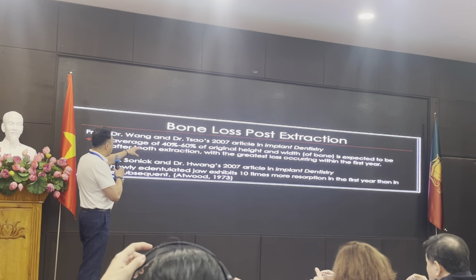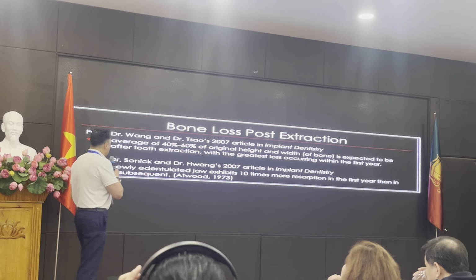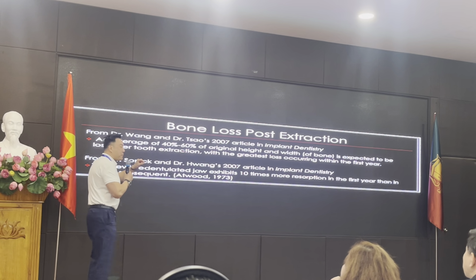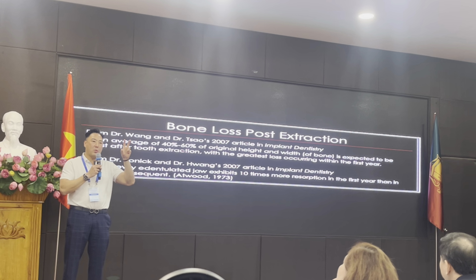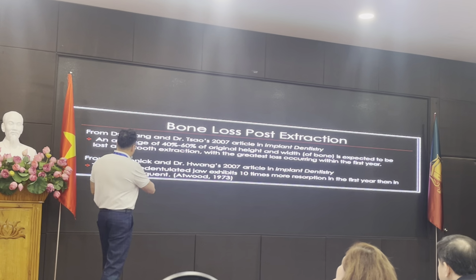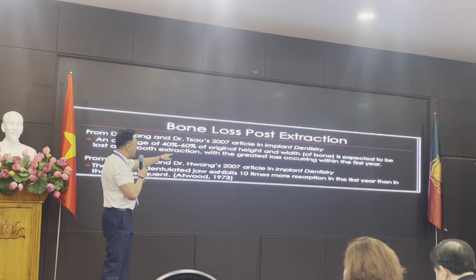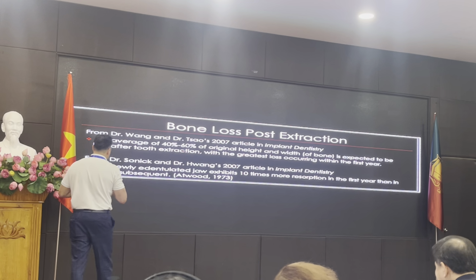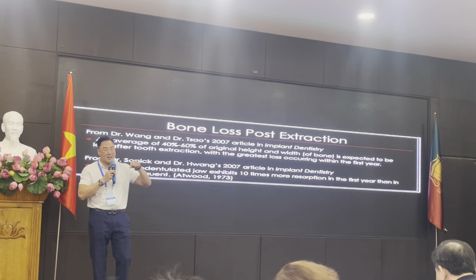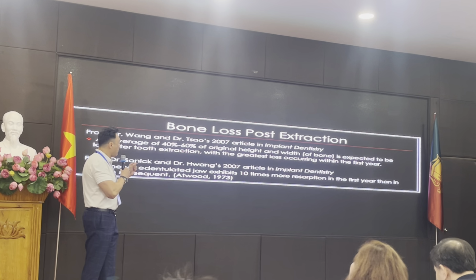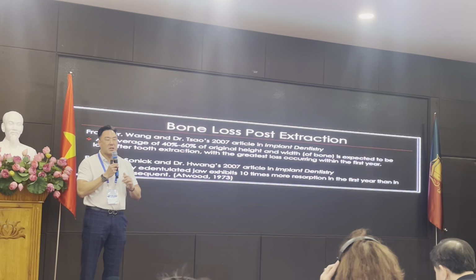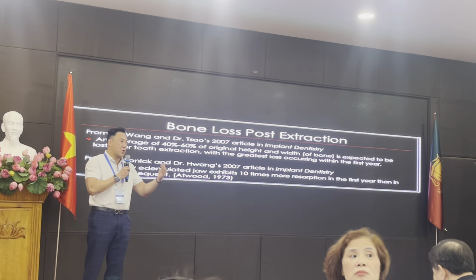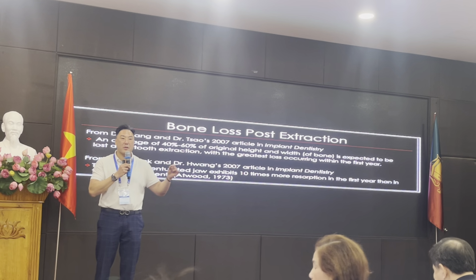And we know what happens when we lose teeth. When we lose teeth, we lose bone. According to a 2007 article, an average of 40 to 60% of the original bone height and width can be expected to be lost after the tooth extraction, with the greatest loss occurring in that first year. And Mike Sonnen published an article that says the newly edentulated jaw exhibits 10 times more resorption in the first year than in subsequent years. So what's the critical time period? It's pretty early on, within that first year. To be more specific, it's probably going to be at the time of extraction.